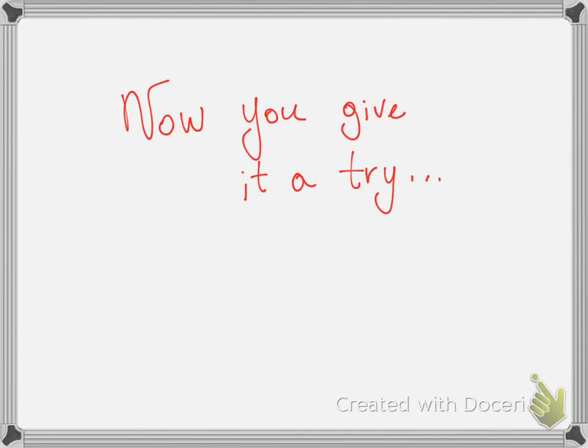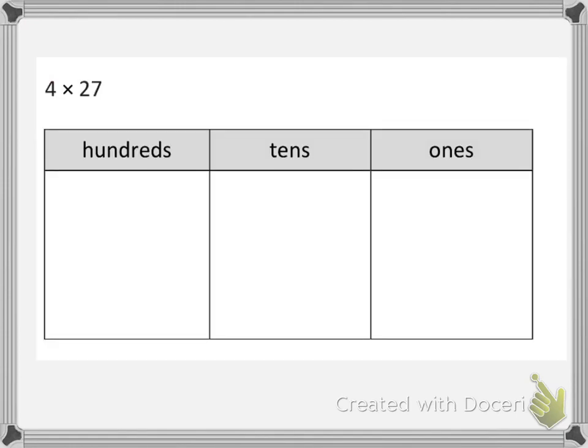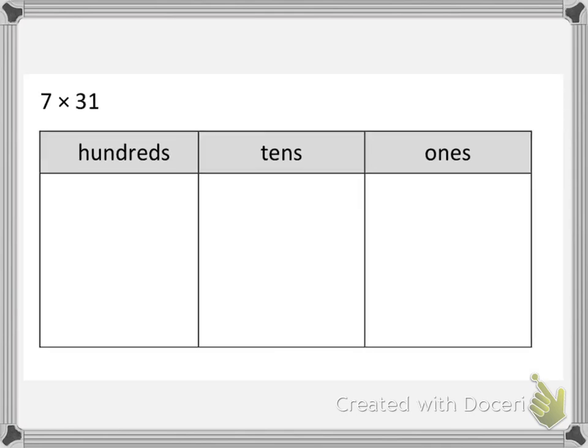All right, guys, now you give it a try. 4 times 27. Use the place value chart to help you, and try to do the partial product method. 7 times 31. Use the place value chart to help you, and also try out the partial product method.